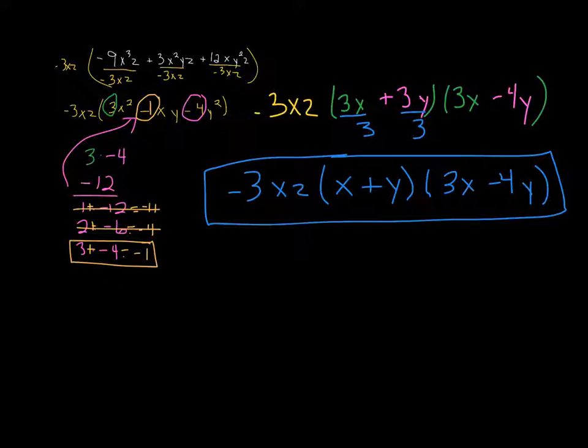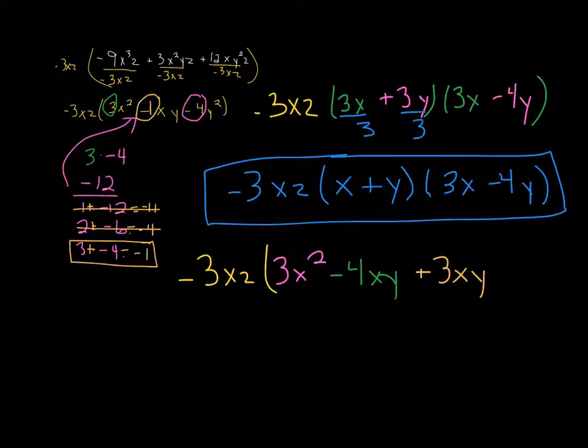Now, let's distribute and FOIL to check. So the first, we have 3x squared. The outer, minus 4xy. The inner, you have plus 3xy. And the last, minus 4y squared.